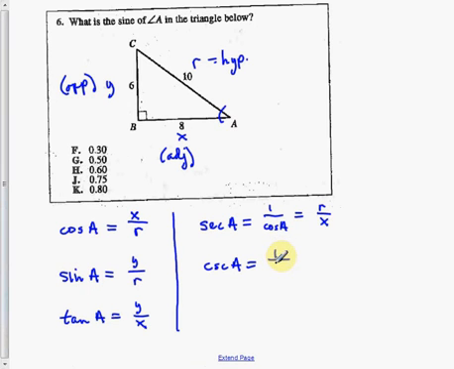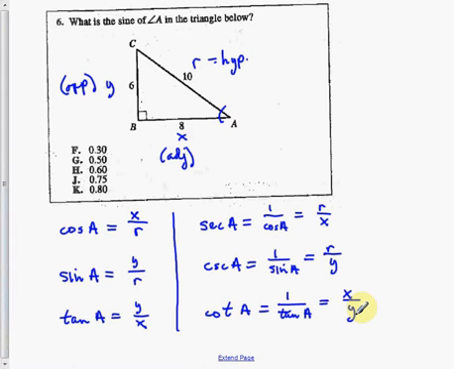Everything here in math, and particularly in algebra, and also trigonometry, relates and correlates to opposites. So this is R over Y. And then the cotan of A is 1 over tangent of A. So that's X over Y.